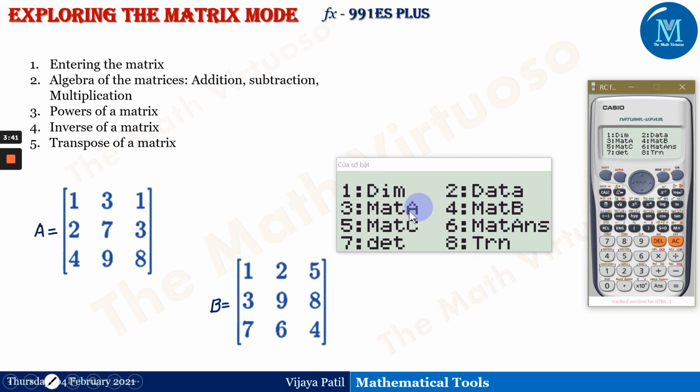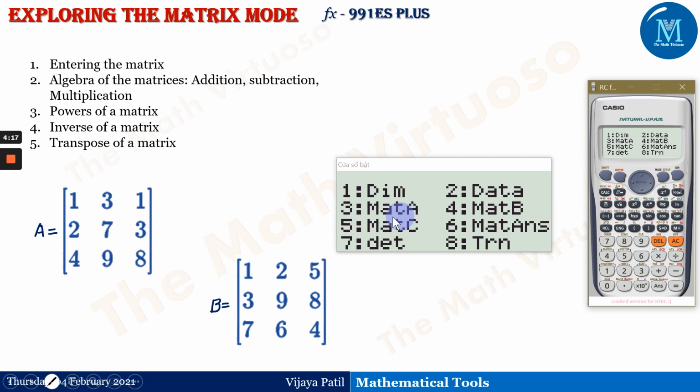Let us explore one thing. I have already done one matrix A. Now let me put in the other matrix. Suppose this is 1 equals 2. Now let me do the other operations on this mat A. What operations can I do? Entering the matrix is done. Now in the algebra of matrices, I need addition, subtraction and multiplication. Powers of a matrix are also there, and inverse of a matrix and transpose of a matrix. We'll be covering all of these operations here.